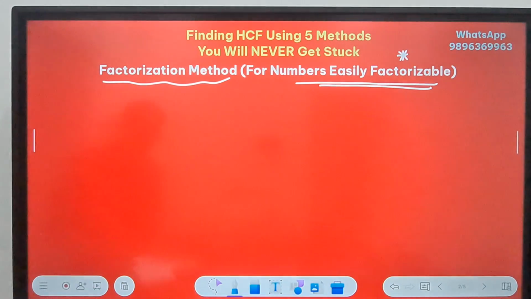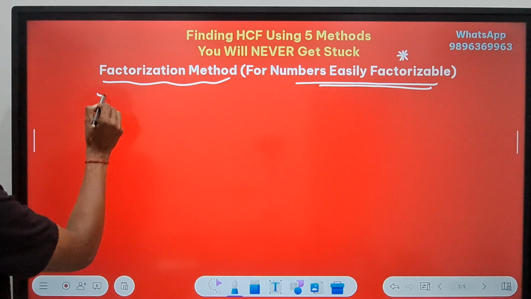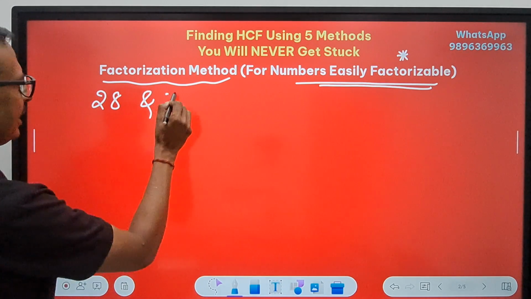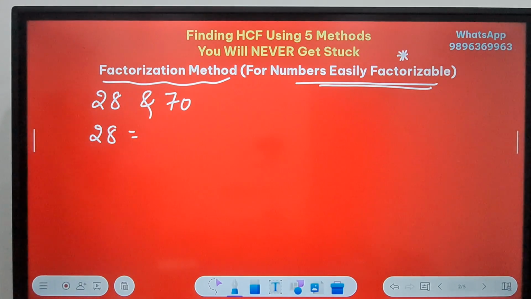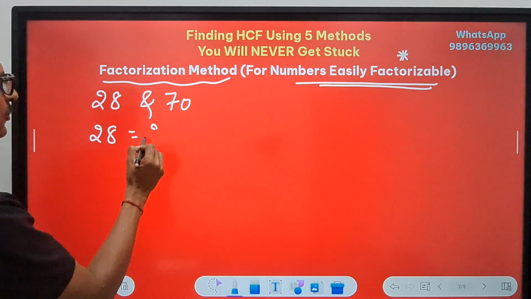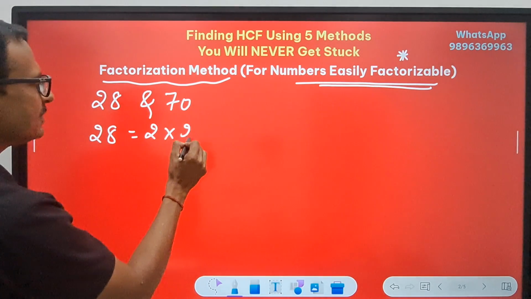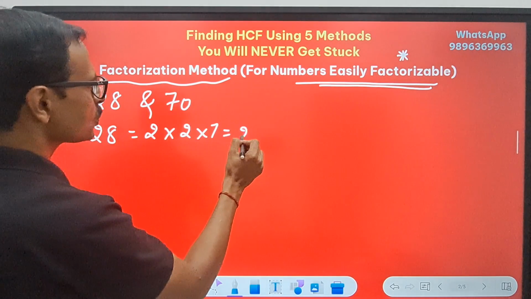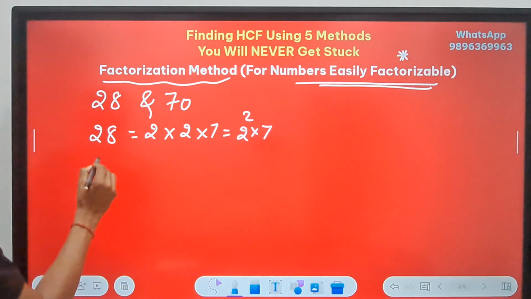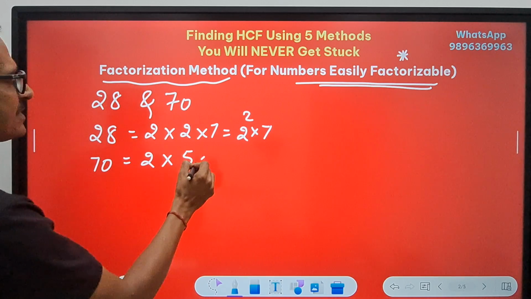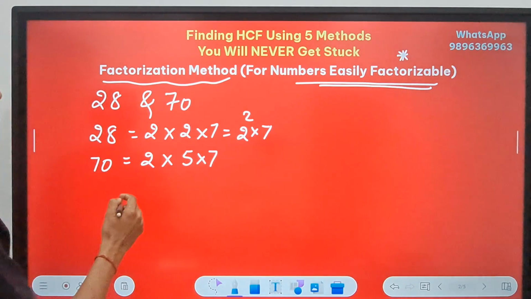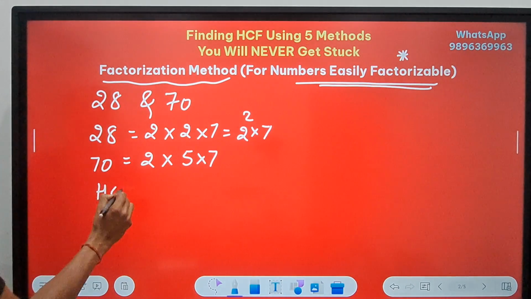So what is the method? Let's take an example of 28 and 70. Now 28 I know is easily factorizable. I can write the prime factors of 28 quite easily. 2 times 14, and 14 is 2 times 7. So this is 2 square times 7. 70 is 2 times 35, and 35 is 5 times 7. Right? So where is the highest common factor?